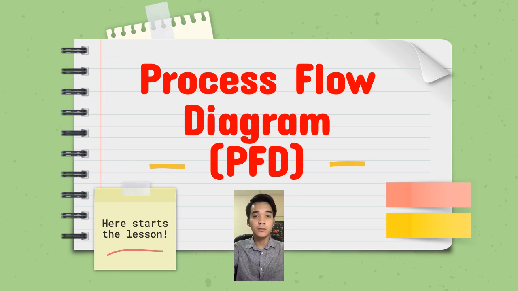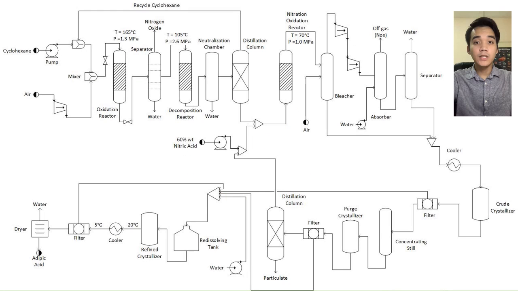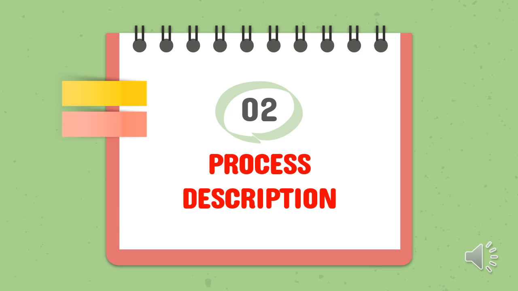Adipic acid. First of all, this is the overview of the process flow diagram. This is the PFD for the production of adipic acid. Now, let's proceed to the process description.